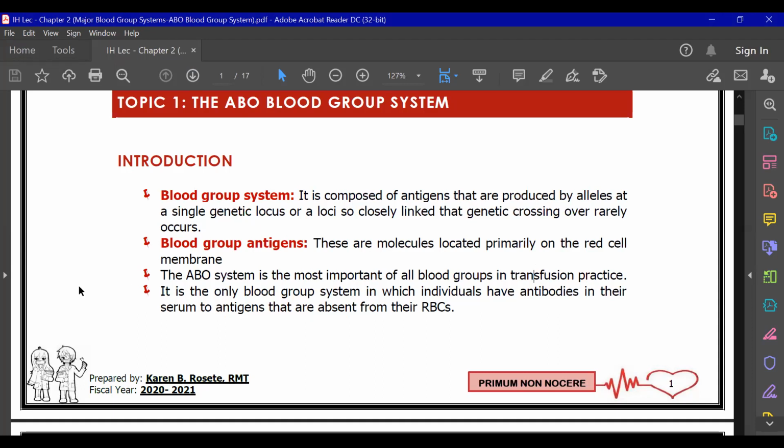So once again, good morning everyone. For today's discussion, we have the ABO blood group system, along with the H blood group system. Later on, you will understand why we are having a concurrent discussion of your ABO and your H blood group system. Okay, so let's have first a brief introduction for this chapter.